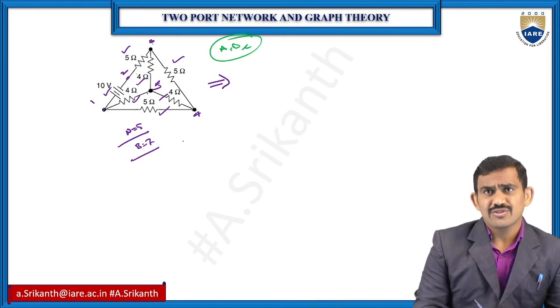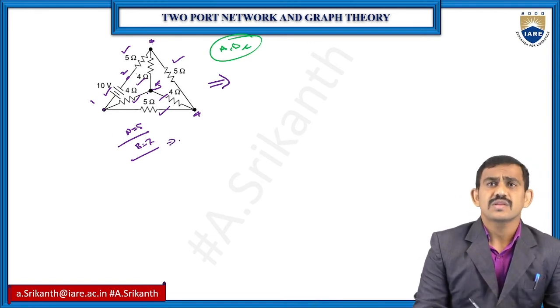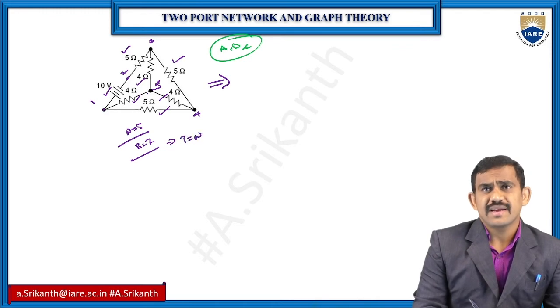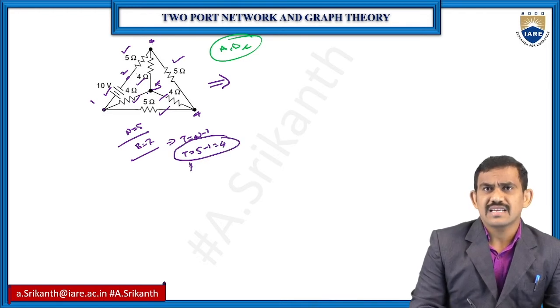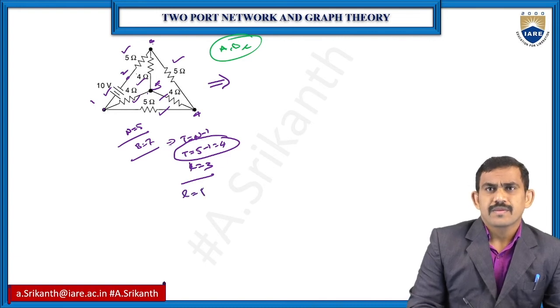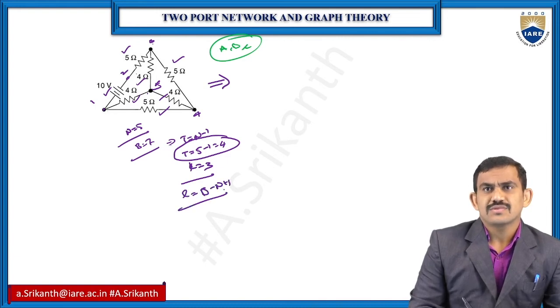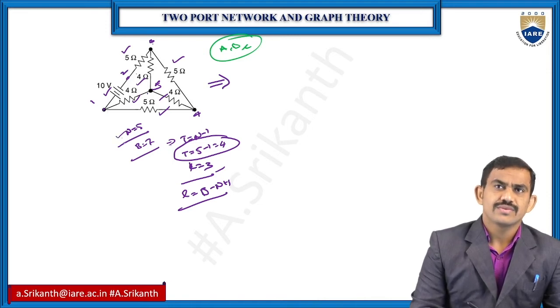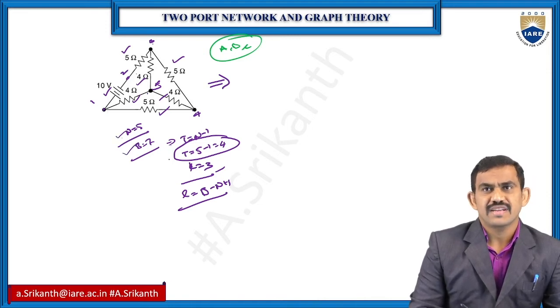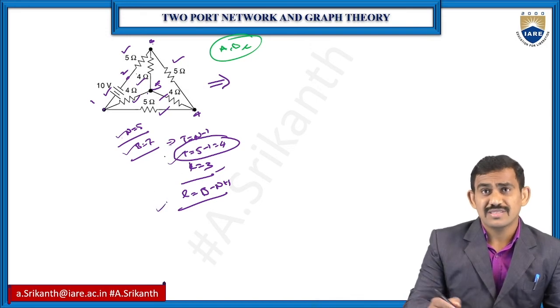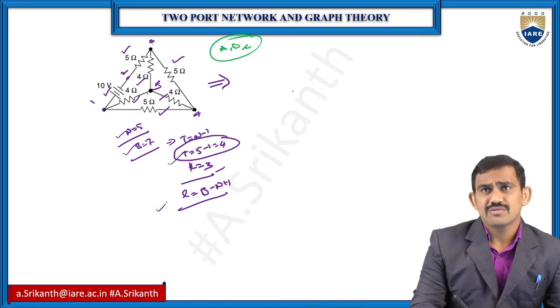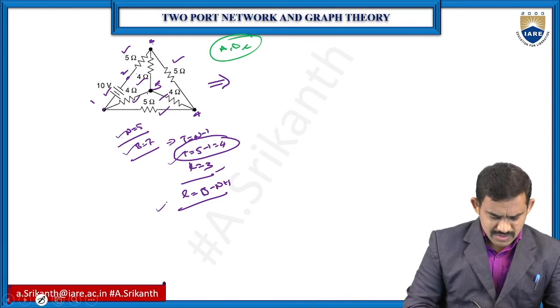Okay, then draw the oriented graph. When we draw the oriented graph, trees are n minus 1. So trees are 5 minus 1, 4 trees I require, and links are the remaining 3. Or you can use the formula links are b minus n plus 1, so we have 3. So this is about number of nodes, number of branches, number of trees and number of links. So now draw the oriented graph. You can use the same graph, no problem.